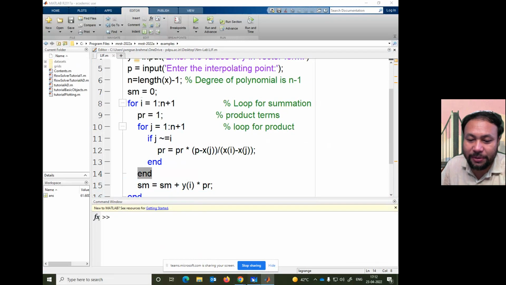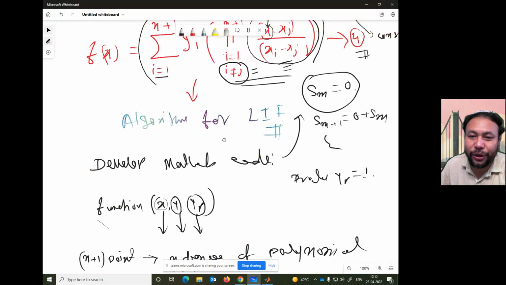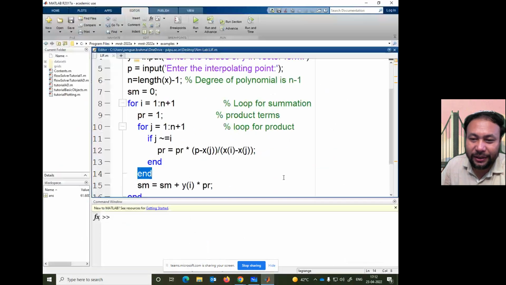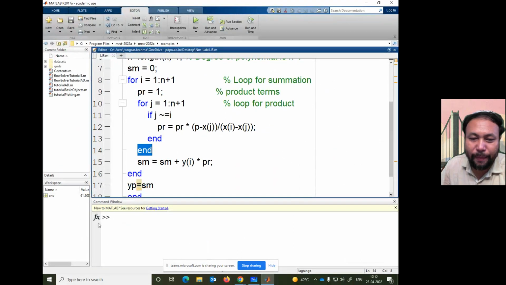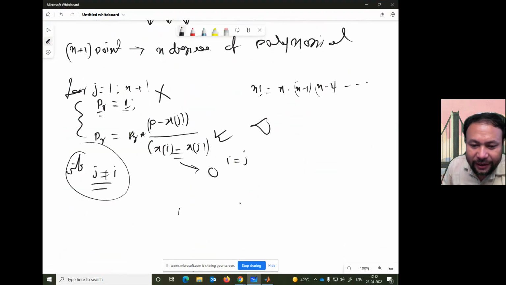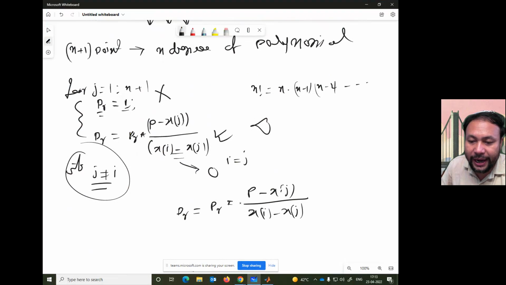Meaning, in the explanation here, I have got this one and I have stopped. Now I need this one. What was that? To get all these things, now come up here. Sum is equal to sum plus yi into PR. What is PR now? In our case, what is PR? Very clear here. P product is equal to P product, right, P minus xj divided by xi minus xj, right?